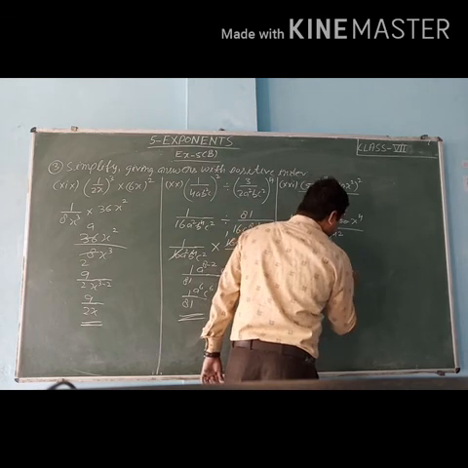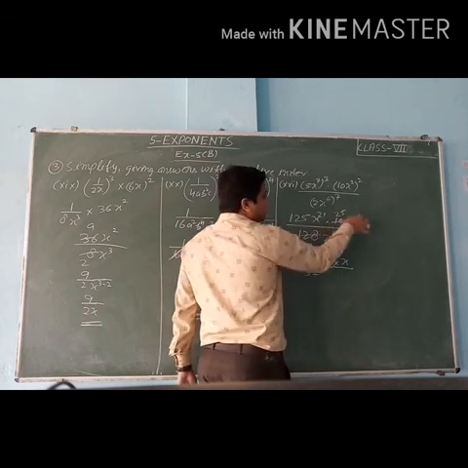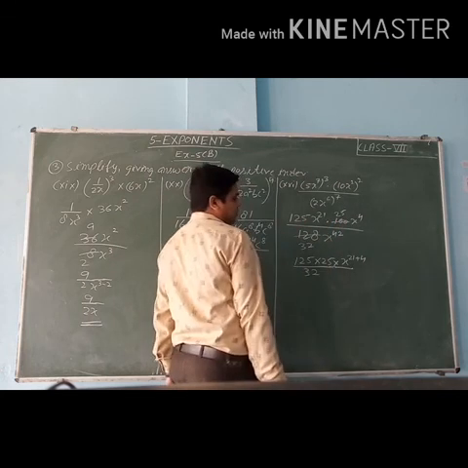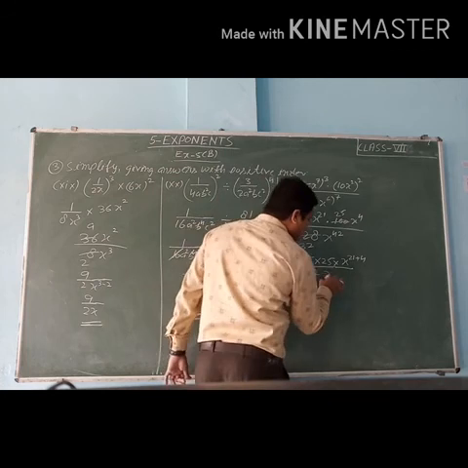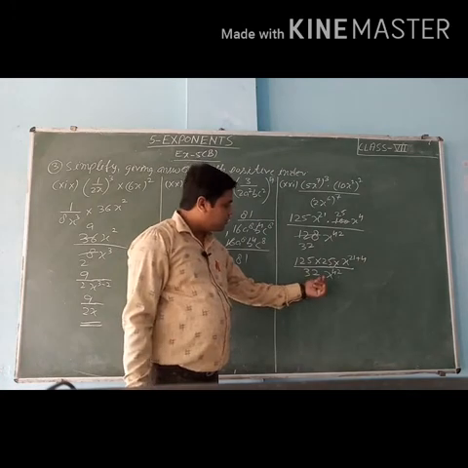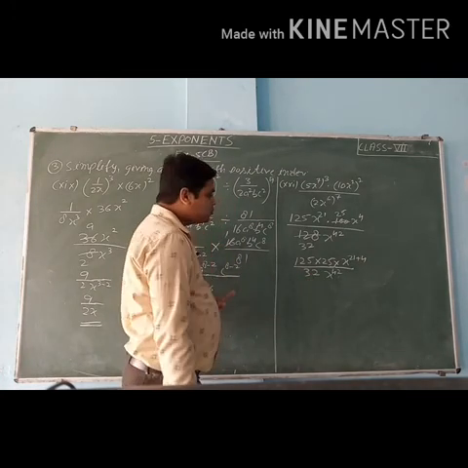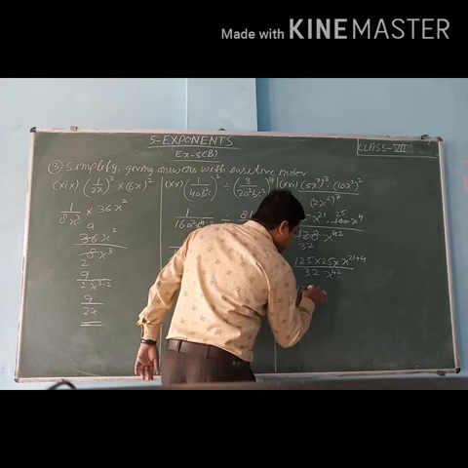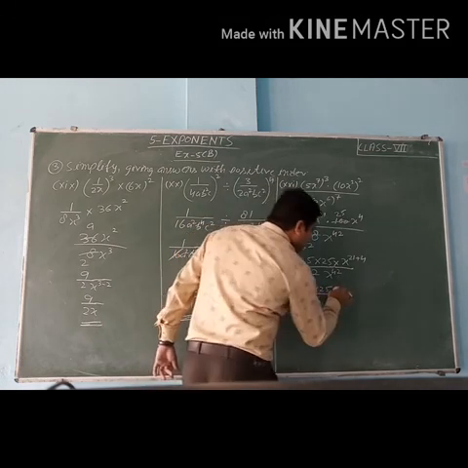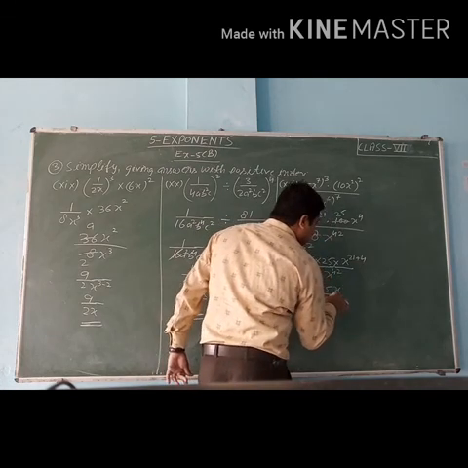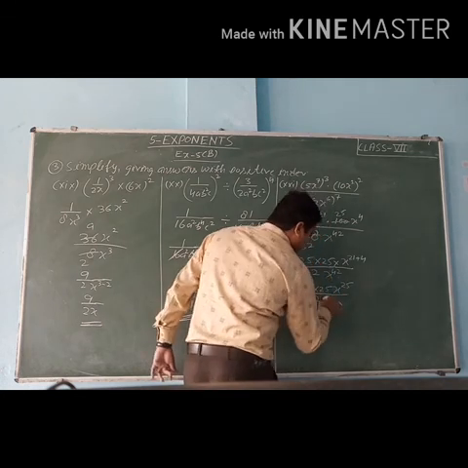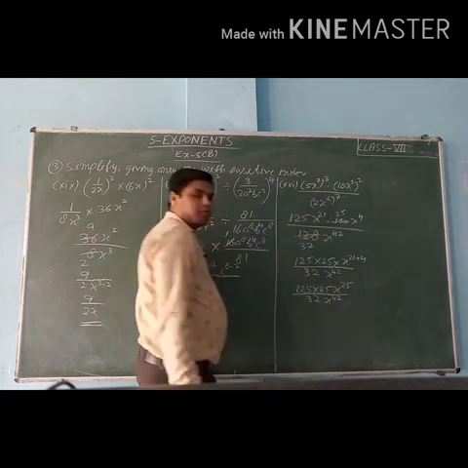About the power of x: multiply x raised to the power, here 21, here 4. It means 21 plus 4. Then in the denominator we will write as it is, x raised to the power 42. We will see this denominator's power later. So students, 125 multiply 25 upon 32 x raised to the power 21 plus 4 upon x raised to the power 42.